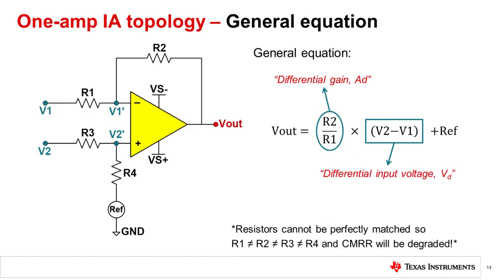Back to our circuit, you can see that the gain of this circuit reduced to R2 over R1, which assumed perfect resistor matching of R1 to R3 and R2 to R4. Resistors cannot be perfectly matched in production, and series resistance may appear at the inputs, so the common mode rejection ratio, or CMRR, will be degraded. Let's take a look at an example of the effect of this mismatch.